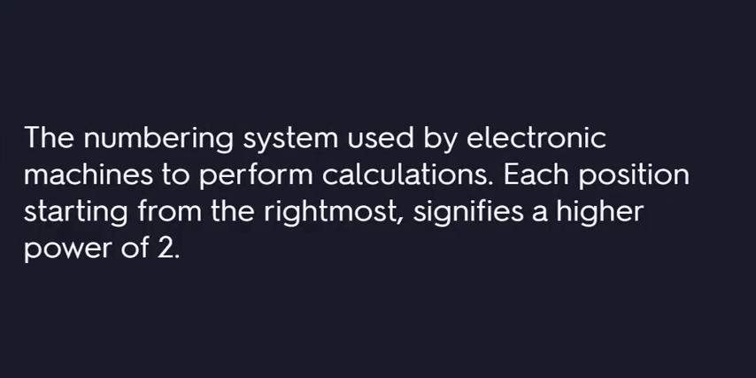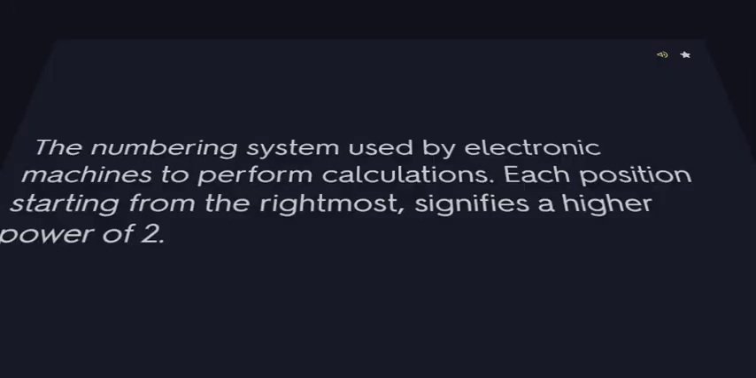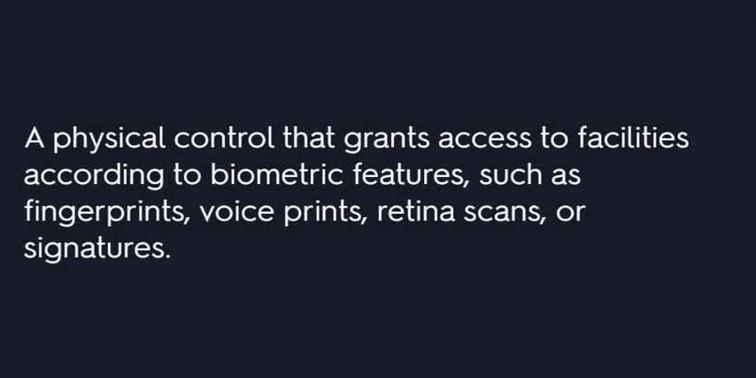Biconic. The numbering system used by electronic machines to perform calculations. Each position, starting from the rightmost, signifies a higher power of 2. Binary numbering system. A physical control that grants access to facilities according to biometric features such as fingerprints, voice prints, retina scans, or signatures.